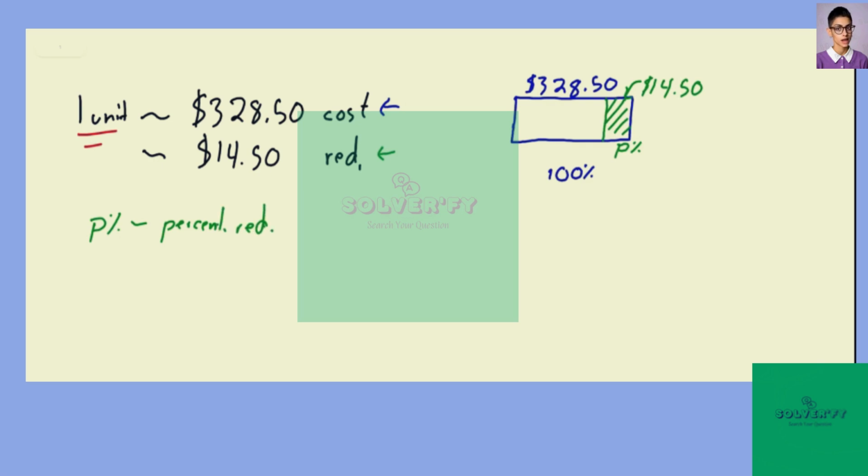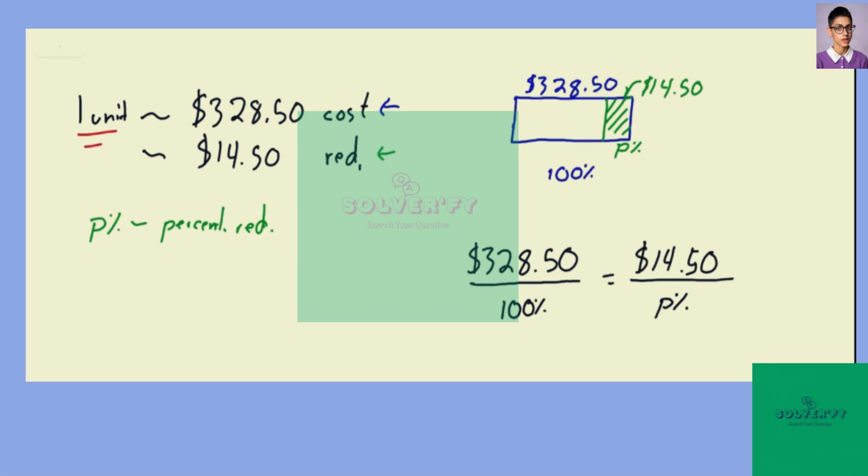Well, let's begin to set up some relationships here. Perhaps we will relate the numbers on the top with the numbers on the bottom. So that'd be $14.50 over $328.50. And maybe just for symmetry, this time I will keep the dollars on top. I can organize these fractions just about any way that I want, so long as I keep similar elements on the tops and bottoms of these fractions. So I can put the 100% on the bottom, and then I have a p% that's going to come down here.